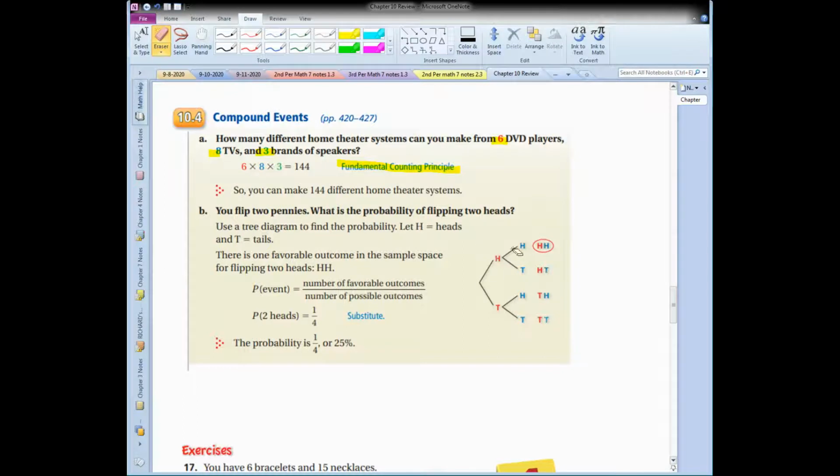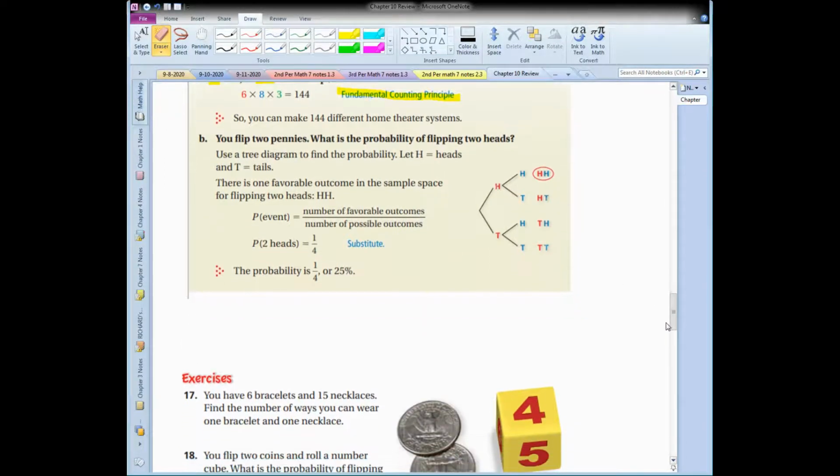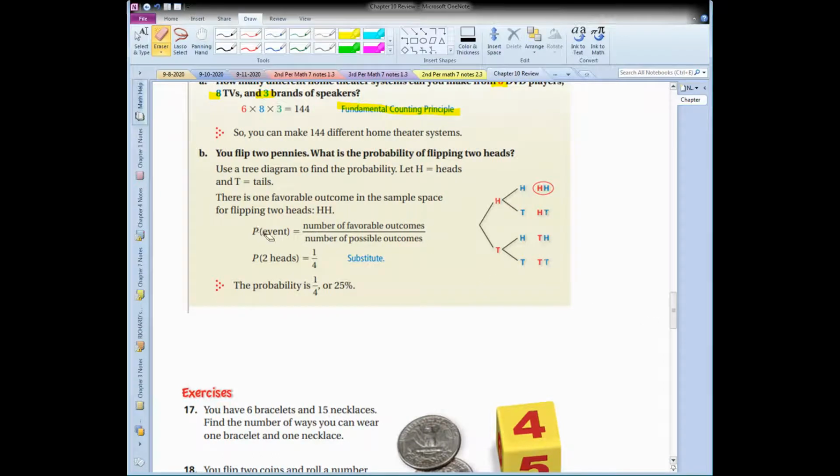All right. We also learned how to make a table, which comes in handy sometimes when you have things like coins or 6-sided dice, things that are small, where you don't have a lot of choices. So coins is really good because you only have 2 choices, heads or tails. So you can make a table. So here you flip 2 pennies. What's the probability of flipping 2 heads?